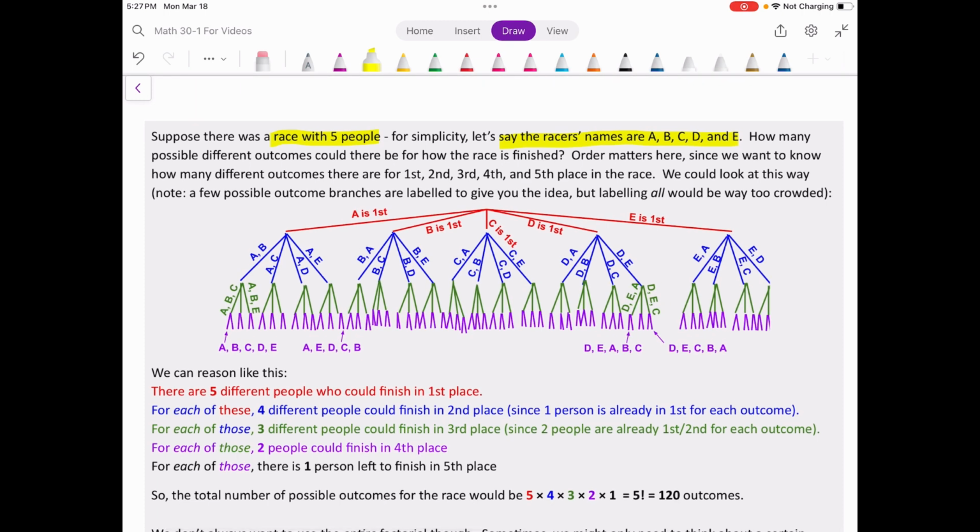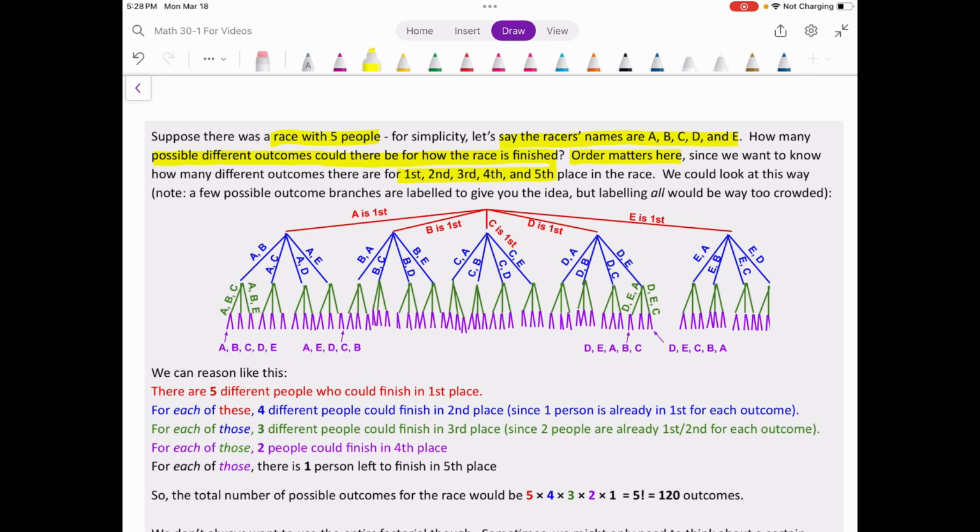What we're going to think through here is how many possible different outcomes there could be for how the race finishes. When you look at the results for the race, how many different possible ways could it turn out? We want to know how many ways there are for someone to come in first, second, third, fourth, and fifth. So order definitely matters here, because it's the same 5 people. We're just interested in how many different ways those 5 people could be arranged, essentially.